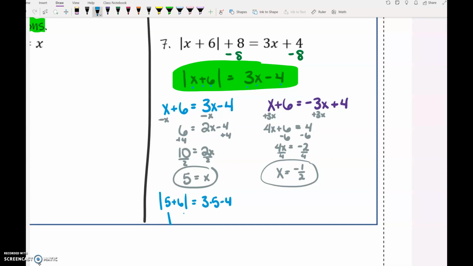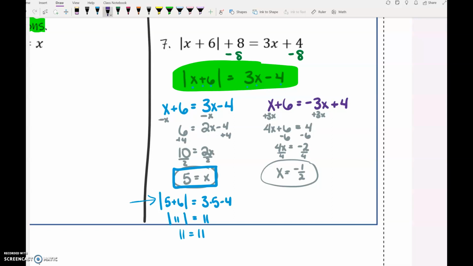Now, some of you might find that you can do most of this in your head, so you don't have to write the whole thing out. Like 5 plus 6 is 11, just write down absolute value of 11. 3 times 5 is 15, 15 minus 4 is 11, so you just write down 11. You wouldn't need to write this step out if you felt pretty comfortable with your mental math. Now, absolute value of 11 is 11. This one works. So I'm going to go ahead and box that and say, yes, x equals 5 is a solution to this equation.